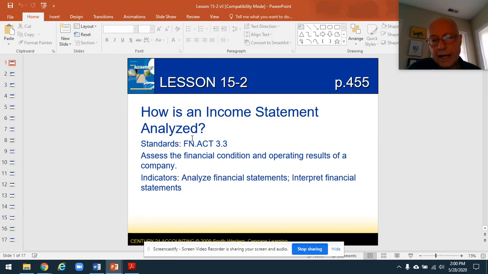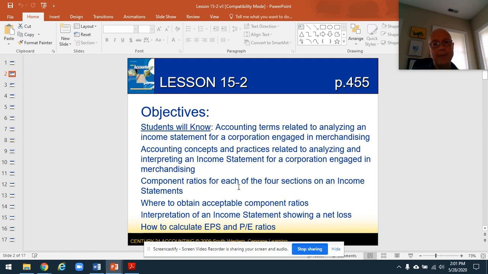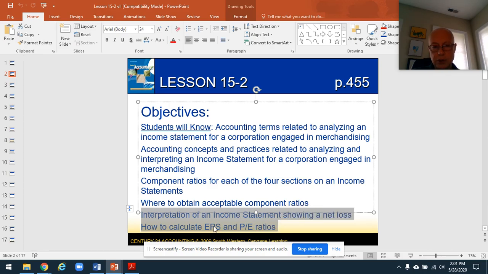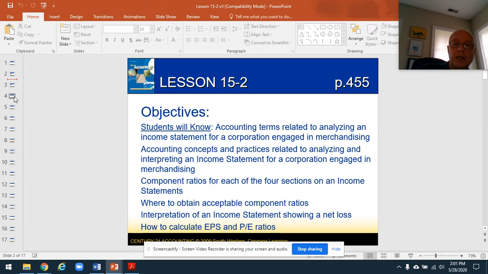So we're going to analyze our income statement, which the goal here is to assess the financial condition and operating results of the company. We're going to analyze the financial statements. We're going to interpret them. We're going to run a little math. So I'm going to bounce back to the book. This is here for you to look at. But the thing is, we're going to look at component ratios for each of the four sections, which we just calculated. The big piece of this is I want you to know how to calculate the earnings per share and the P/E ratio. Okay, so we need to look at both a company's net income or net loss, and then what earnings per share and what the P/E ratio are.